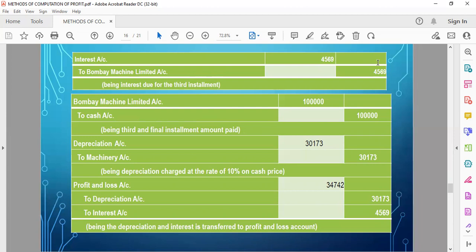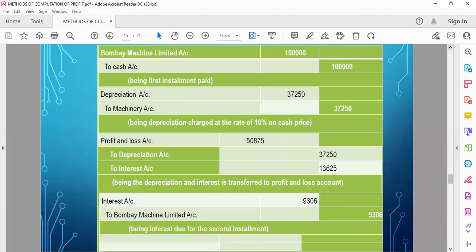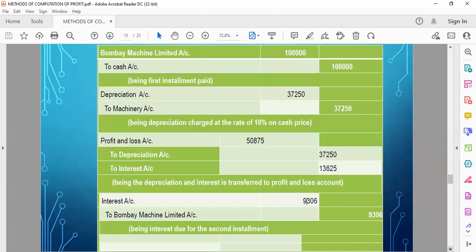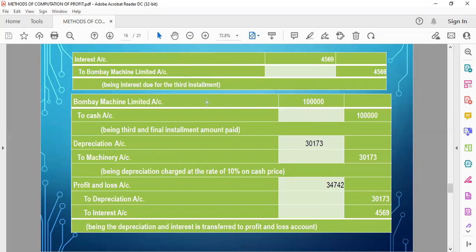Then we can see the installment amount for the next installment. Bombay Machine Limited account debtor to cash account. How much is the amount? 1 lakh rupees, right? 1 lakh rupees. Then, being third and final installment, the amount paid.